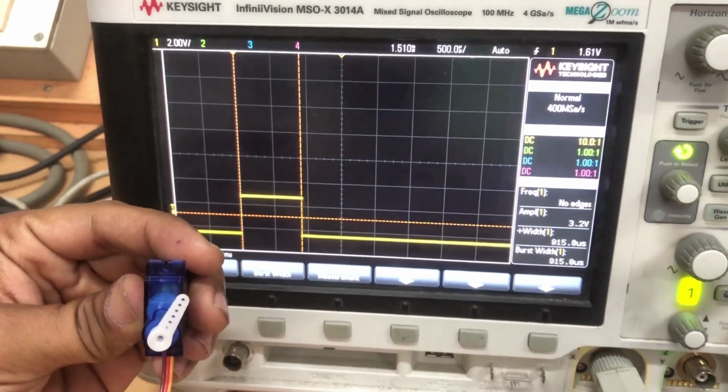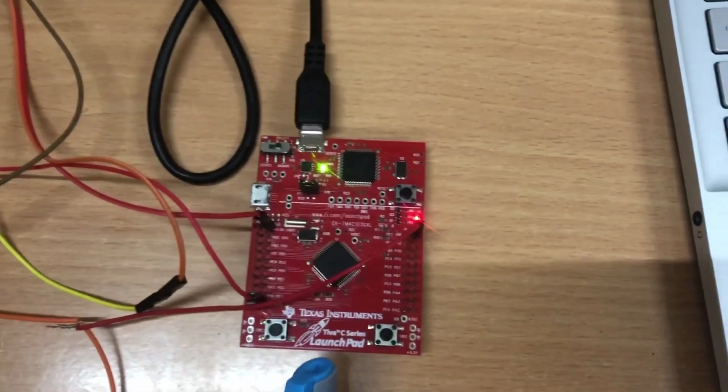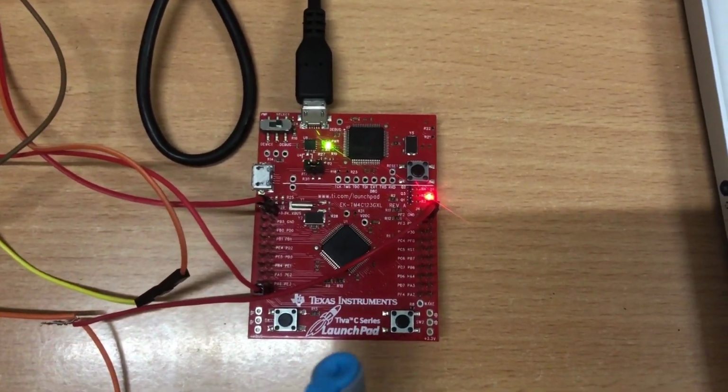So this is how we can interface a servo motor with the TIVA microcontroller. This is one of the applications, the sweep application, which we have experimented with.